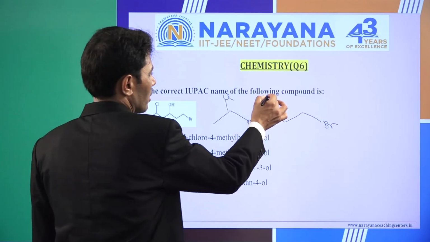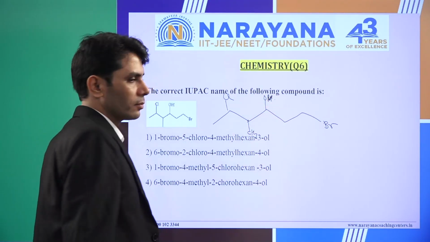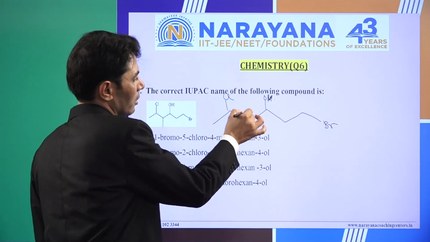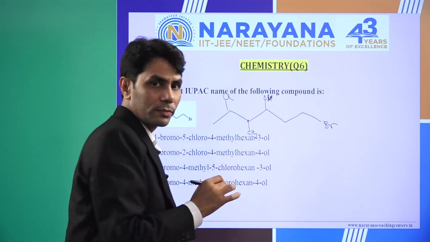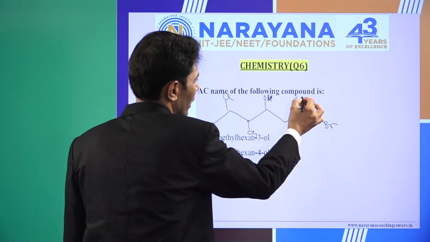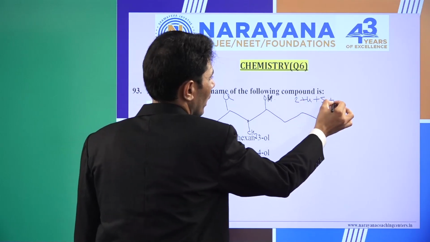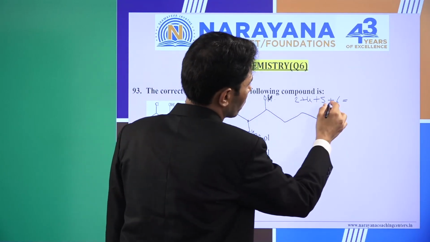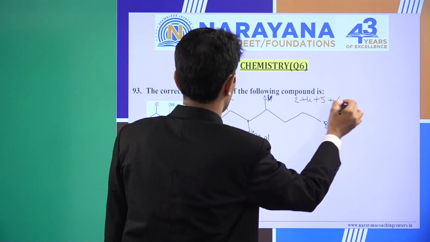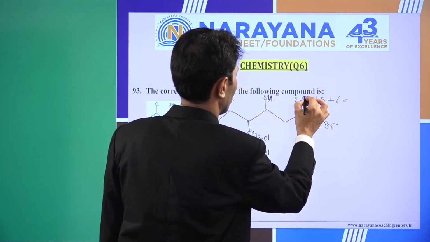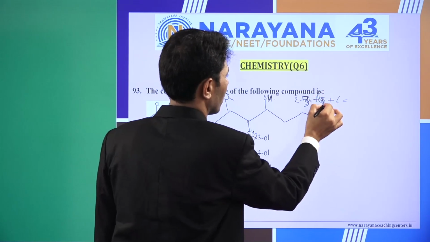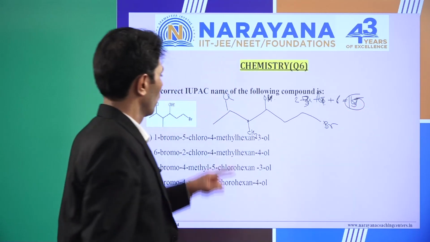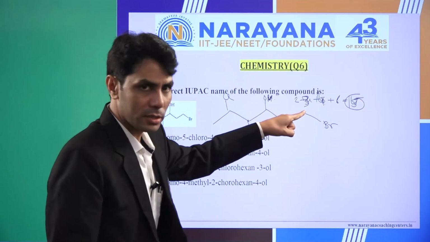Very simple case. We have to apply only the lowest sum rule. If we start numbering from this terminal, we have substituents and a functional group on the second, third, fourth, and sixth carbon. So what is the sum of this? 2, 3, 4, and 6, so it is 15. Right? It is 15.